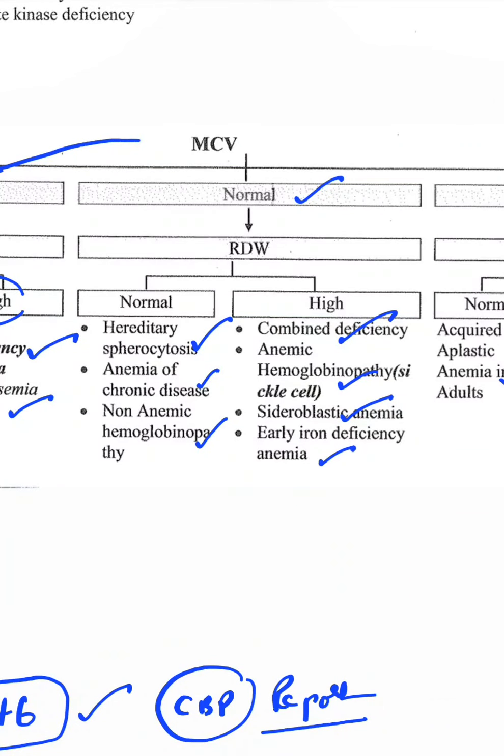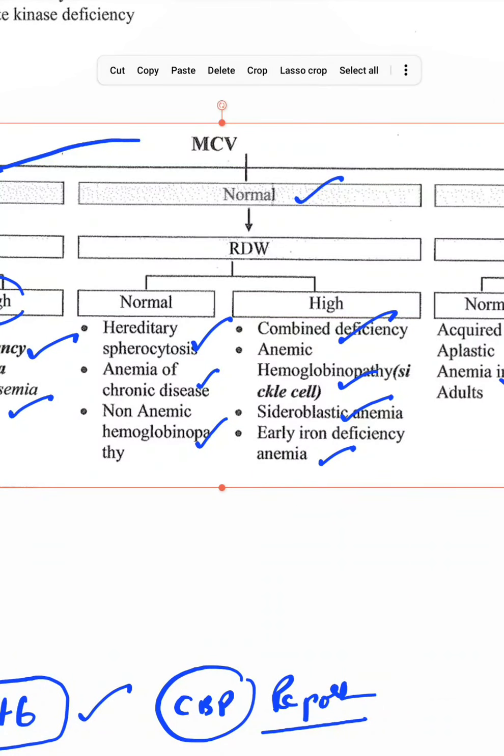Sideroblastic. Next, hereditary spherocytosis. In case of normal MCV and normal RDW, we consider hereditary spherocytosis, anemia of chronic disease, non-anemic hemoglobinopathy.